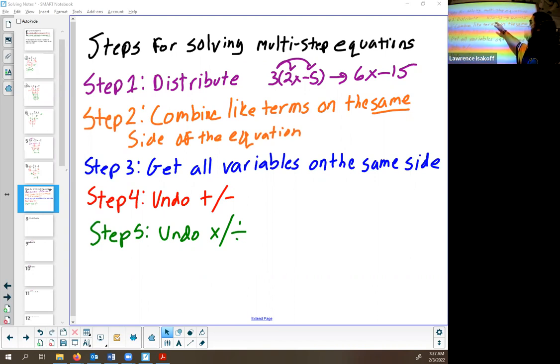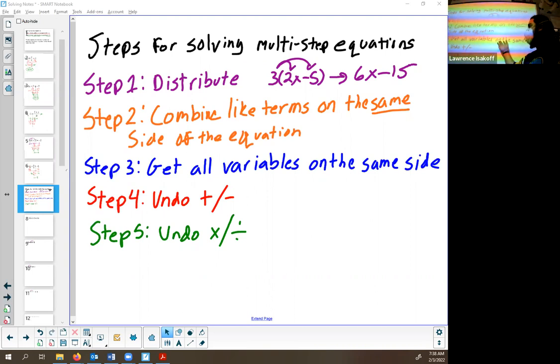First step I'm always going to look for is to distribute. Tuesday we saw an example where we had to distribute, and you were like, oh yeah, I remember how to distribute. So first thing we're going to do is look out for distribution. After we distribute, the next thing I want to do is try to combine like terms on the same side of the equation. So if I had two x's on the left side or two x's on the right side, I want to combine them, make it look a little nicer.